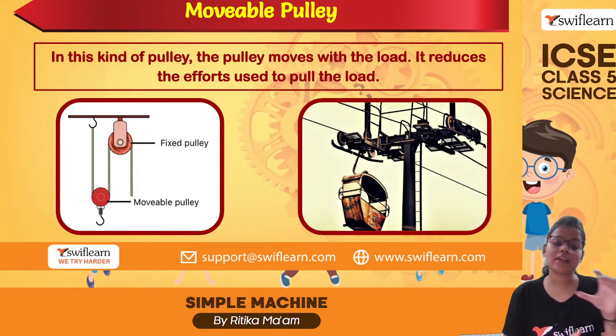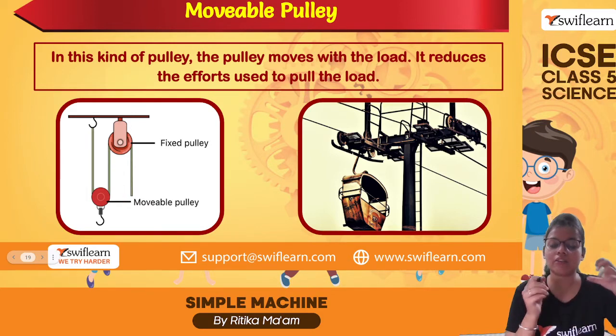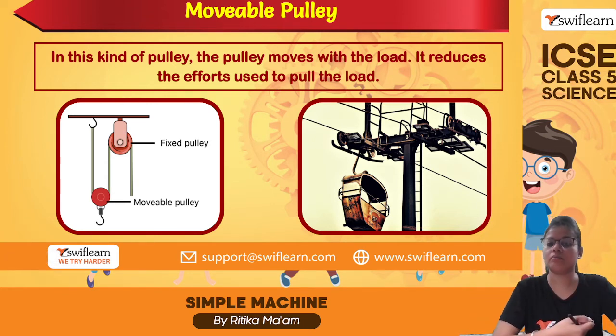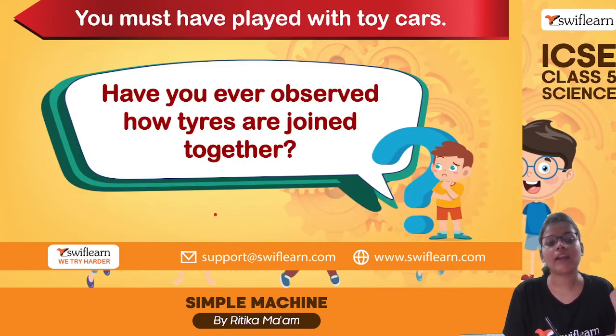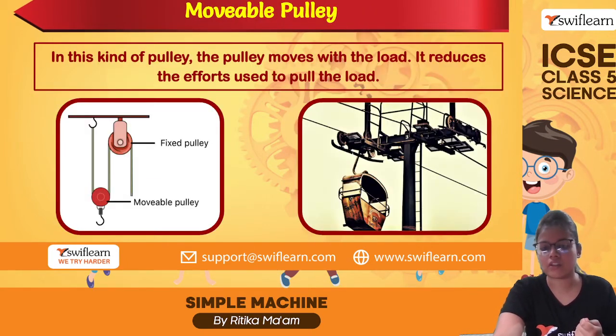So movable, as the name suggests, in the movable pulley, the pulley also moves with the load. So because of this, the effort which we give to pull the load reduces. So as we pull the rope, the pulley is also moving with the load. Because of that, the effort will be reduced to a great extent. And in the fixed pulley, the pulley doesn't move with the load. It is a kind of fixed structure.